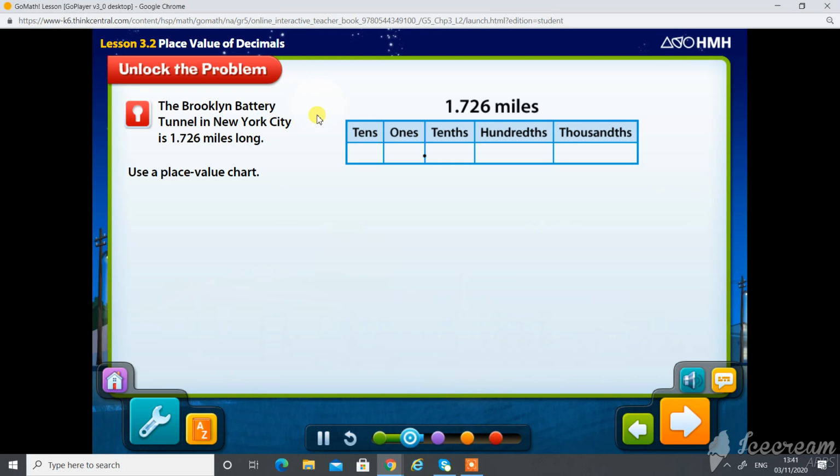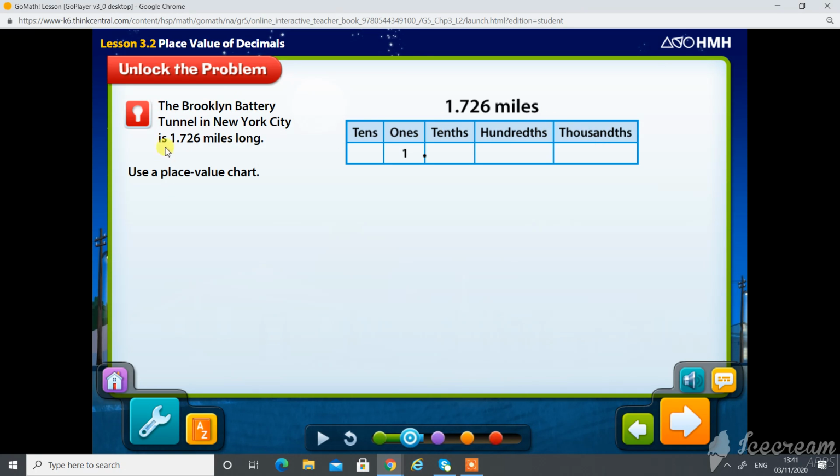A place value chart is a good starting point. Whole numbers are to the left of the decimal point. So girls, we have tens, we have ones, as we had with the whole numbers. After the point, you start with tenths. Do you see this THS here, girls? You put tenths, then the next number in hundredths, and the last number in thousandths.